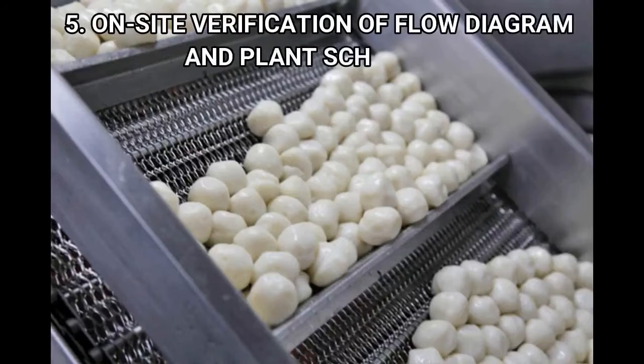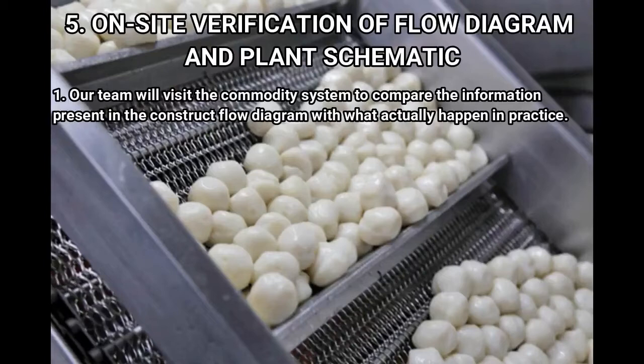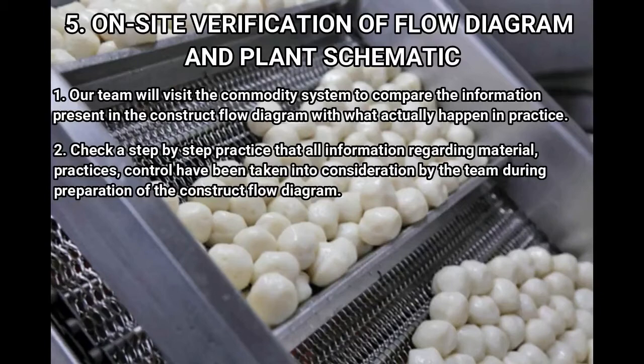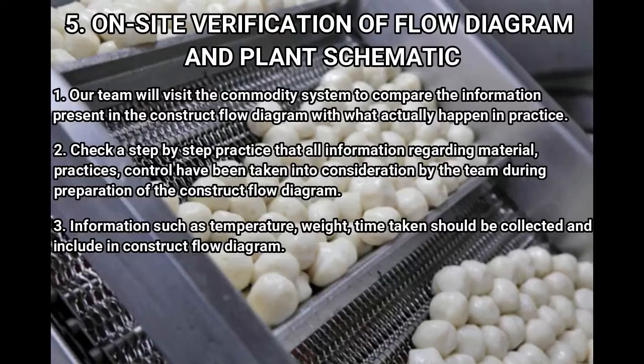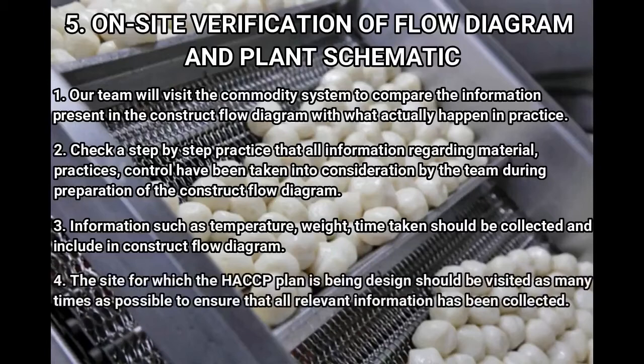The fifth step of HACCP is on-site verification of flow diagram and plant schematic, where our team will visit the commodity system to compare the information present in the constructed flow diagram with what actually happens in practice. Check step by step that all information regarding material, practices, and controls has been taken into consideration by the team during preparation of the flow diagram. Next, information such as temperature, weight, and time taken should be collected and included in the flow diagram. Lastly, the site for which the HACCP plan is being designed should be visited as many times as possible to ensure that all relevant information has been collected.